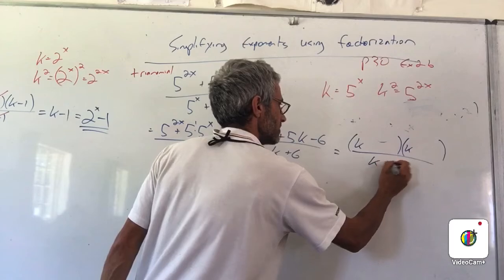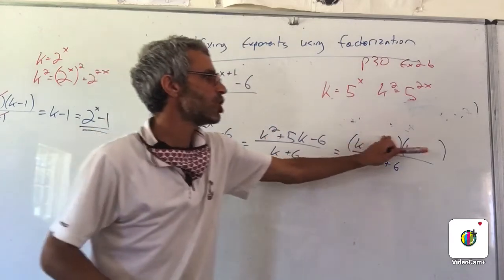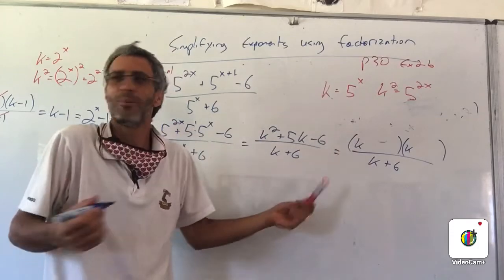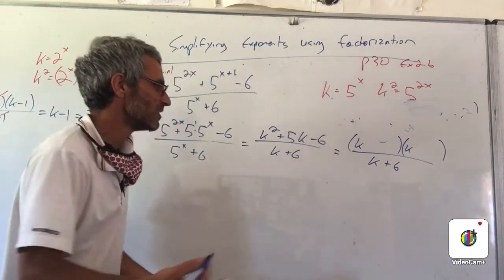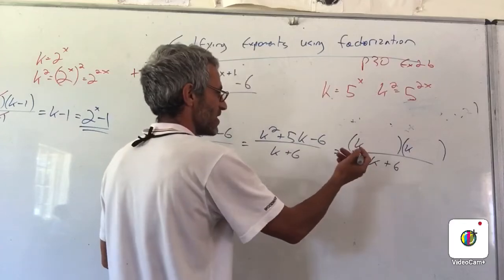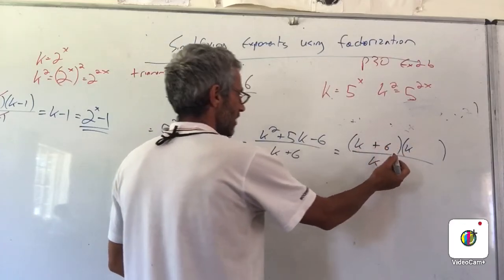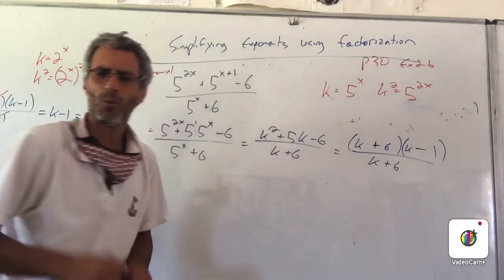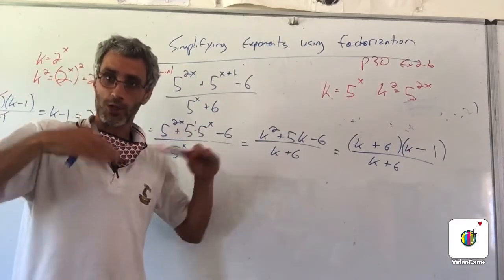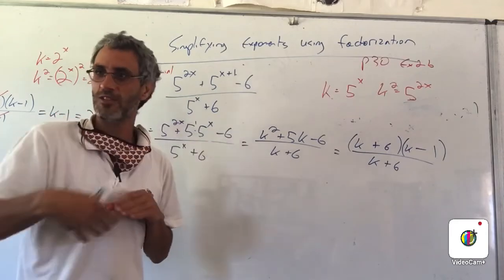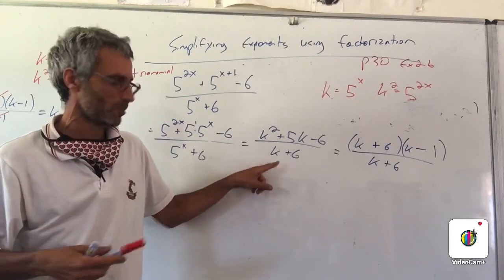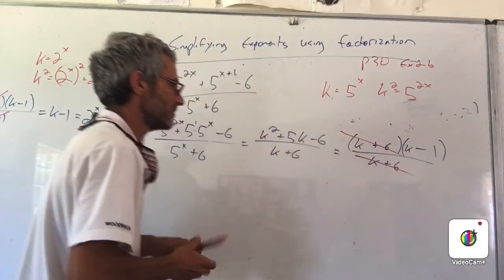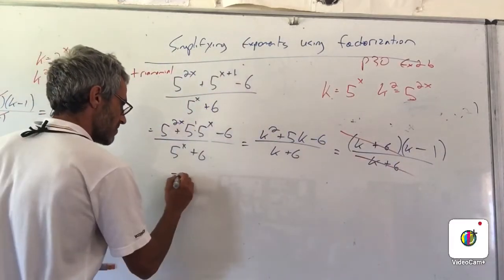And I'll tell you what, without even factorizing, one of the brackets must be k plus 6, so we can cross cancel it. So you know it's going to be k plus 6, otherwise we made a mistake. What will the next one be? k minus 1. Sometimes when you're not sure how to factorize, as long as you've done the right thing and didn't make a mistake, one of them should be the one at the bottom. So the answer is k minus 1.